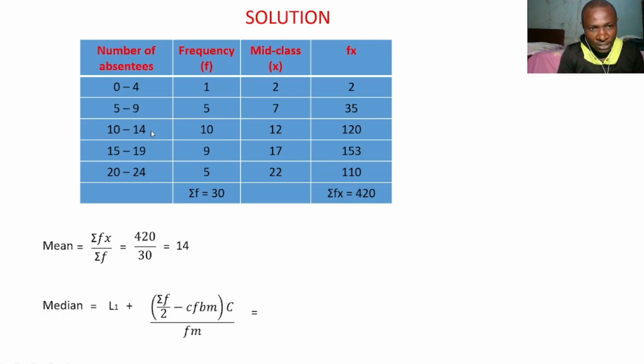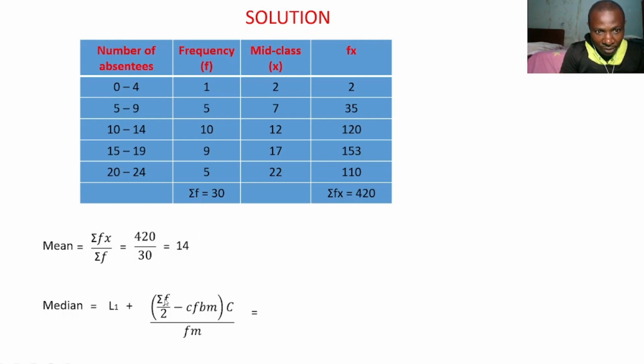10 to what? To 14. So 10 to 14 becomes what? The median class. 10 to 14 becomes the median class. Now, 10 here on the side of the frequency becomes the frequency of the median class. That means our fm will actually be equal to 10 in this case.